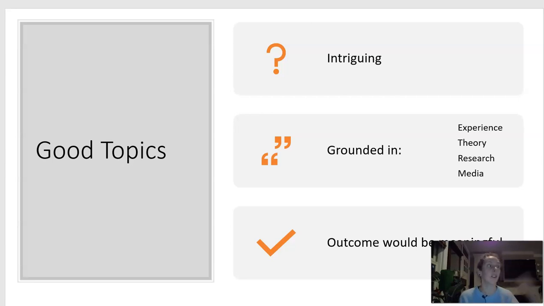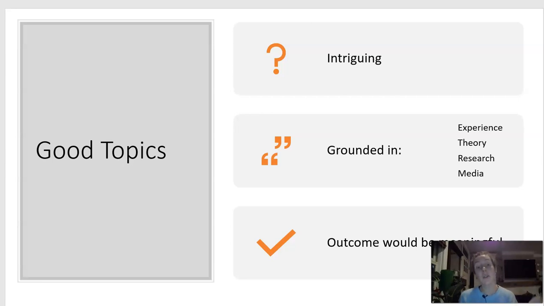You've heard a lot about election fraud and all of this and want to go out and investigate the prevalence of election fraud. Another element of a good topic is that the outcome would be meaningful. We would care, right? Like we would care somehow.